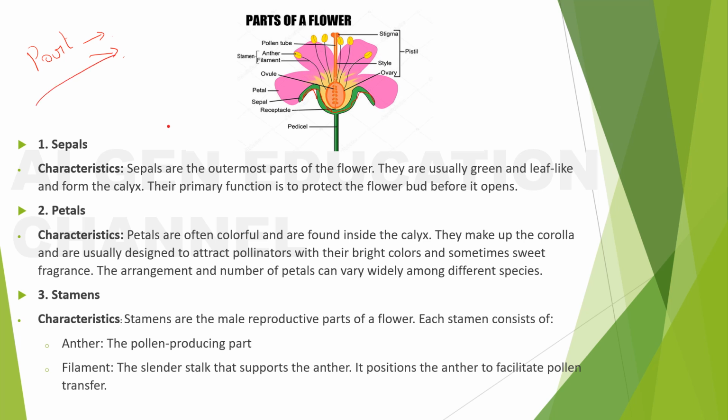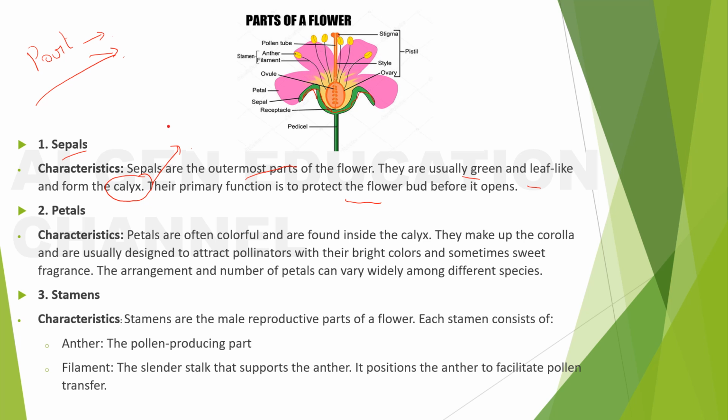Okay, so sepals. Sepals are the outermost parts of the flower. They are usually green and leaf-like and form the calyx. Now see this calyx. This one I have included for your Olympiads. All the sepals put together is called the calyx, and the primary function is to protect the flower bud before it opens. So there is the flower bud, and before it opens it will be protected by this calyx.